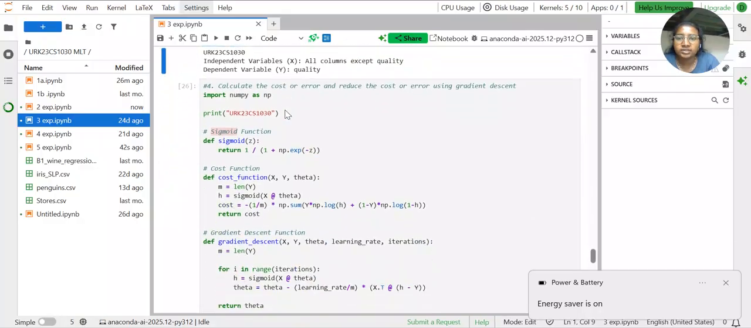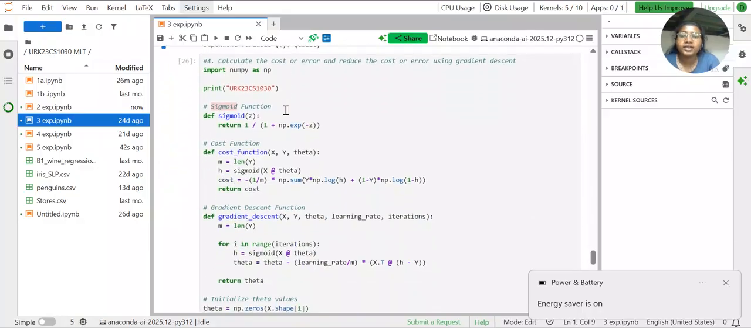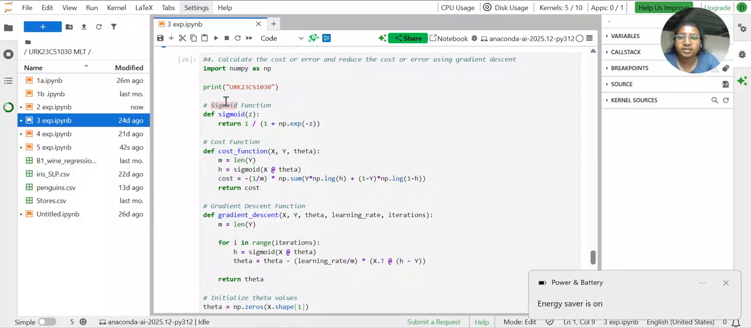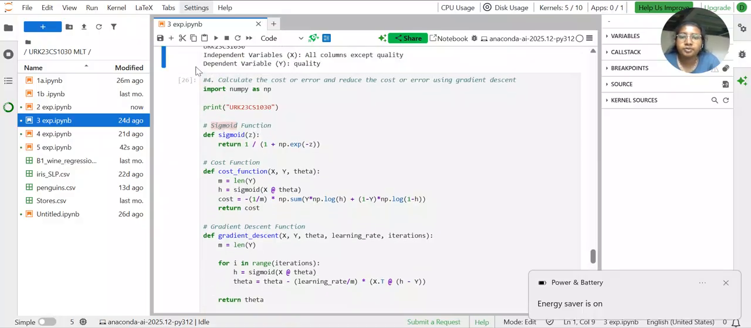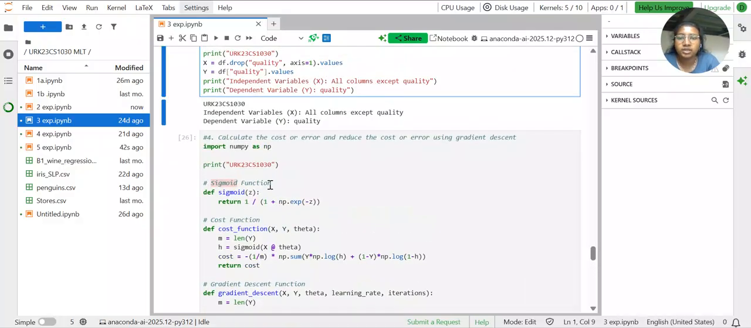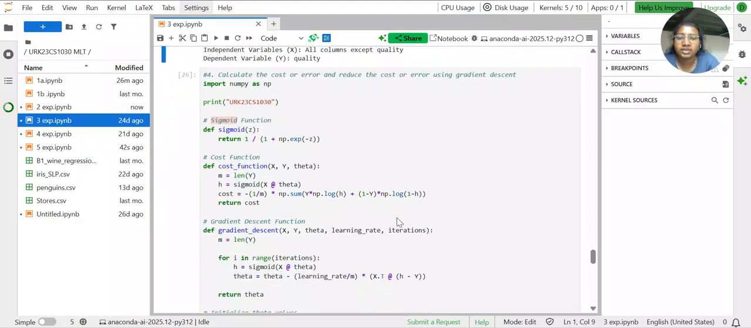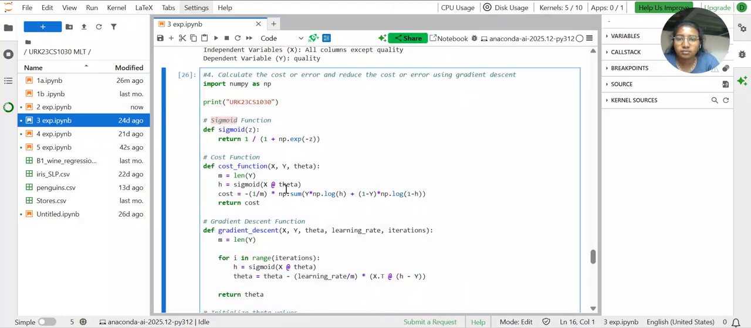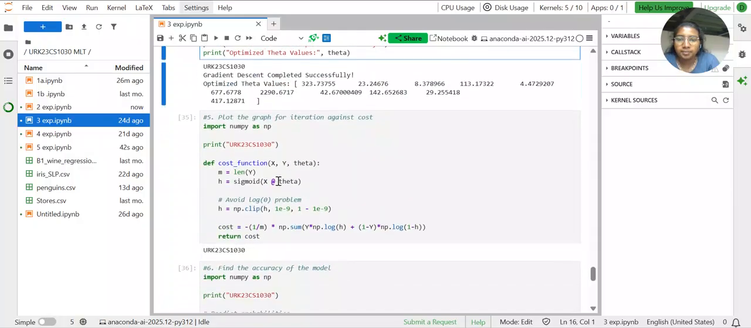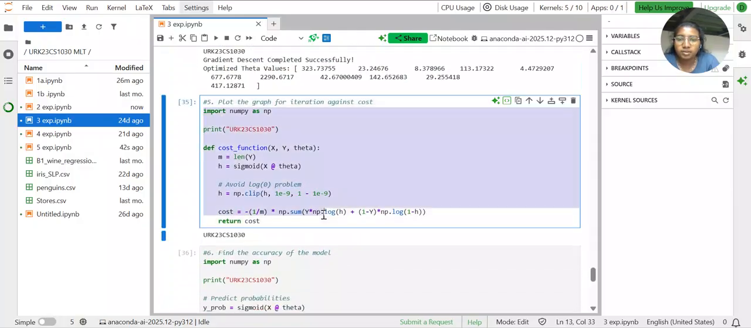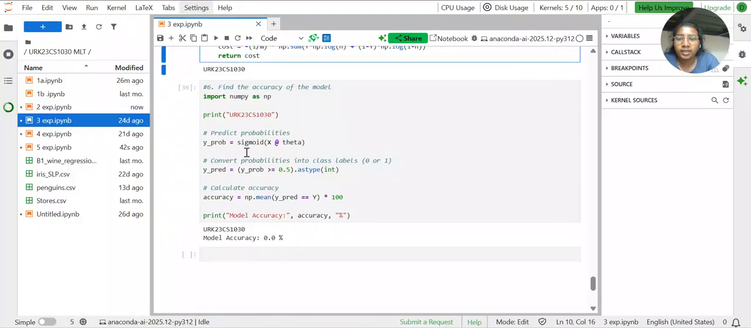I have performed this. And fourth one is about calculating the cost and applying gradient descent. I have computed the cost function and reduced the cost to show how the cost decreased during the training. And fifth, I plotted an iteration versus cost graph. I plotted a graph between iteration and cost to show how the cost decreased during the training.